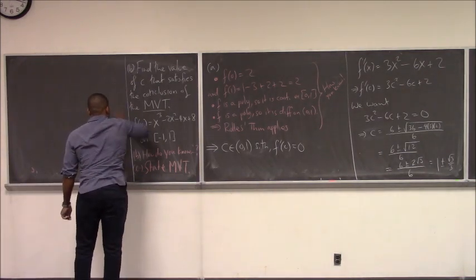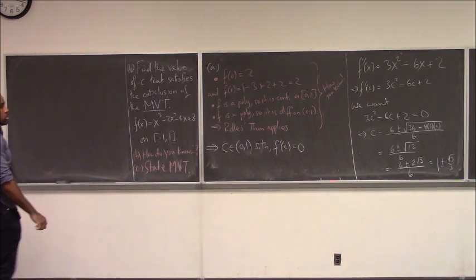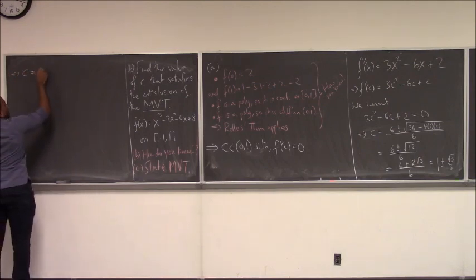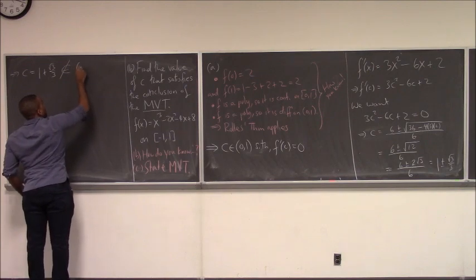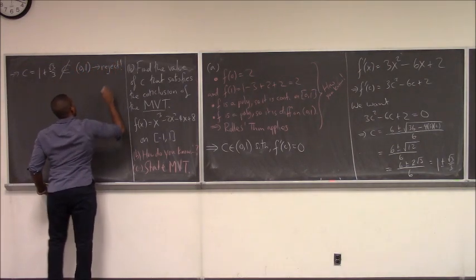So what's the answer? One minus radical 3 over 3. Right, the positive one doesn't work. So we have c equals 1 plus radical 3 over 3. This is not in the interval (0, 1), so we reject. That's not a part of the answer.